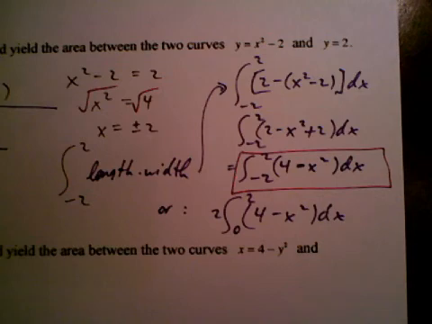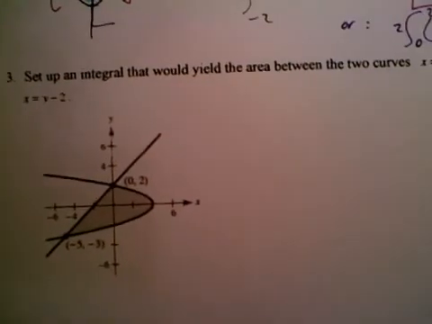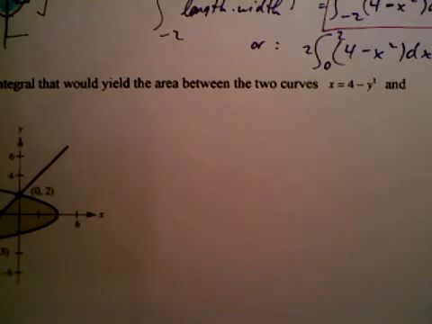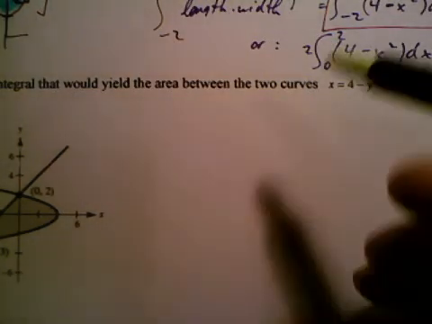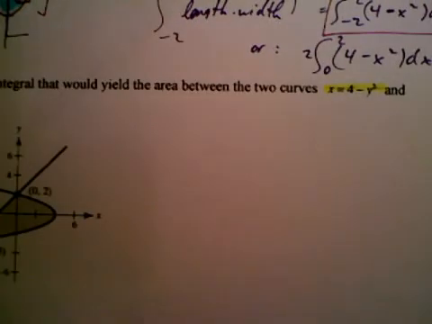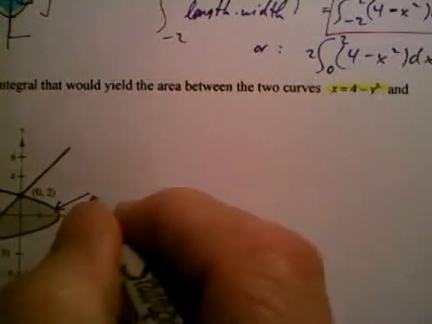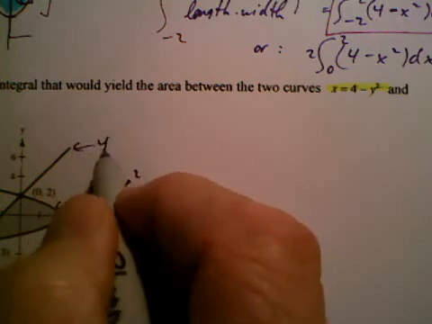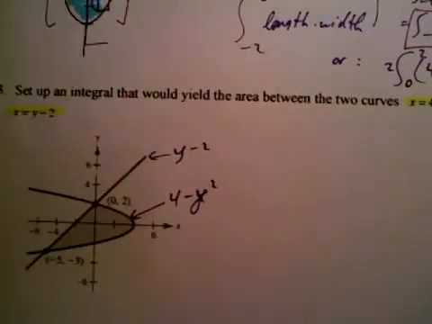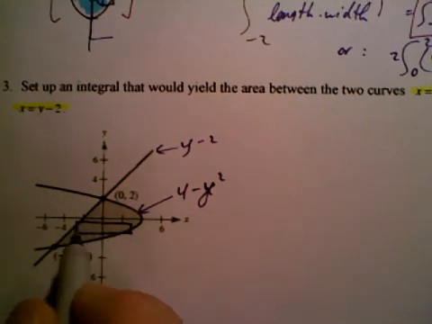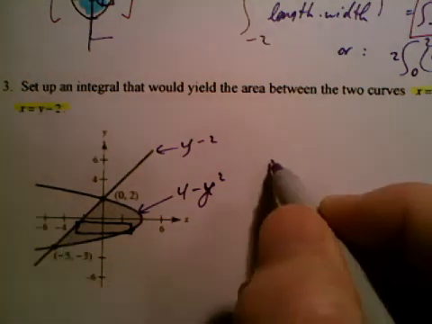Okay, I'm going to try to squeeze this last one in here in a few minutes. Last one. Integral that would yield the area between the two curves. Now, we already are given that the curves are expressed in terms of x. So we have x equals 4 minus y squared and x equals y minus 2. Well, the 4 minus y squared is this guy here, and the y minus 2 is this guy here.